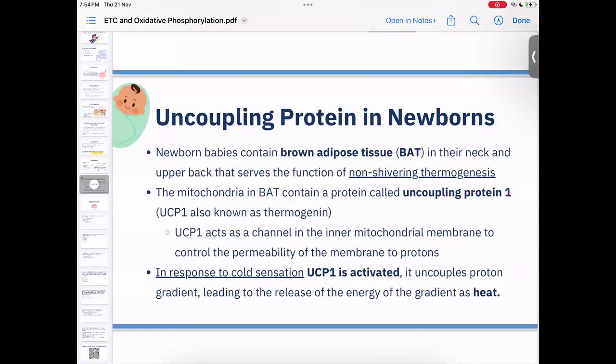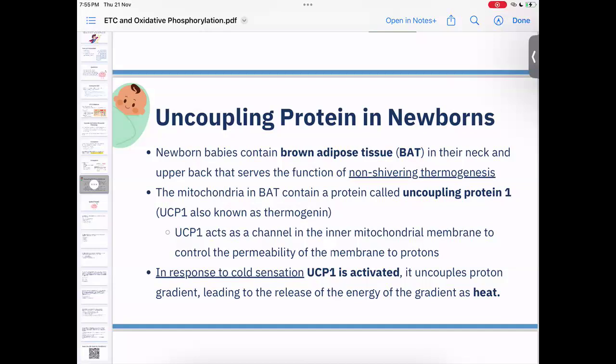Because they can't shiver, they need something to regulate their temperature, and as a result, they have the brown adipose tissue. For us, when we feel cold, we just shiver. For them, they have the brown adipose tissue to help them do that. In brown adipose tissue, there is uncoupling protein, also known as thermogenin. From its name, it causes uncoupling, but it's only activated in cold temperatures. So when the baby senses cold, their UCP1 is activated, which is the uncoupling protein.